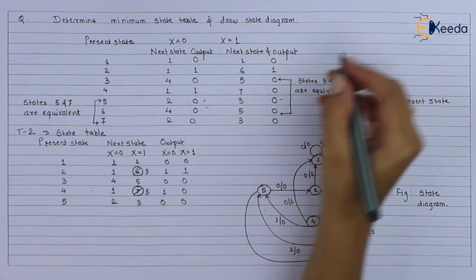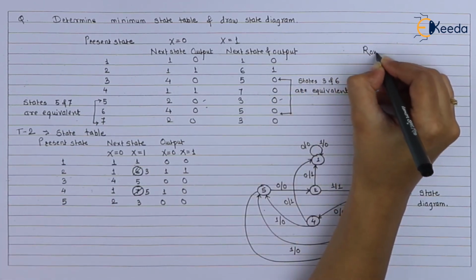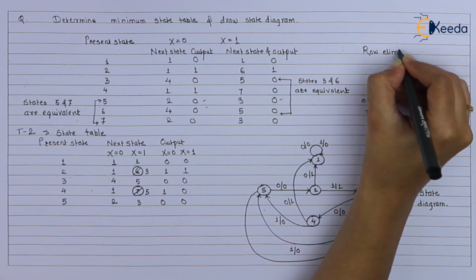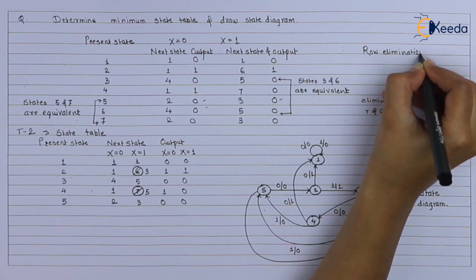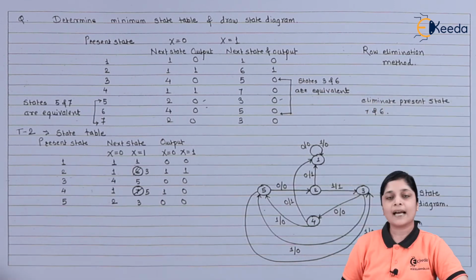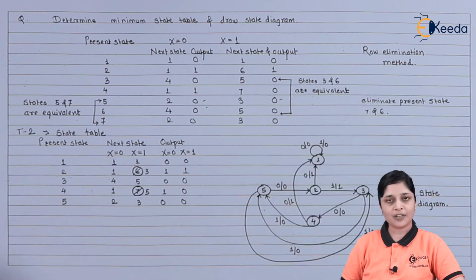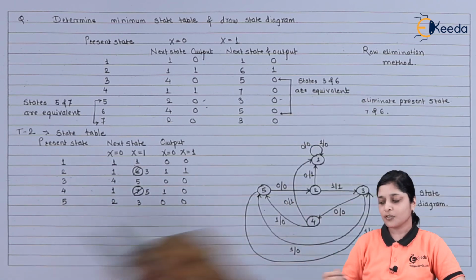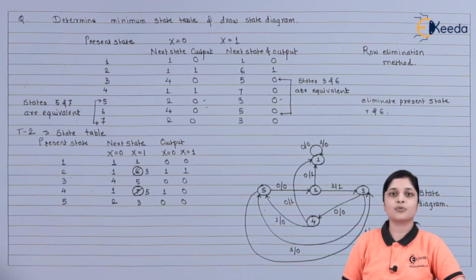We have used the row elimination method here. With the use of the row elimination method, we found the equivalent states and then eliminated the respective states. We got the minimized state table, and with the use of the minimized state table we have drawn the state diagram. This is all about the numerical based on the row elimination method.